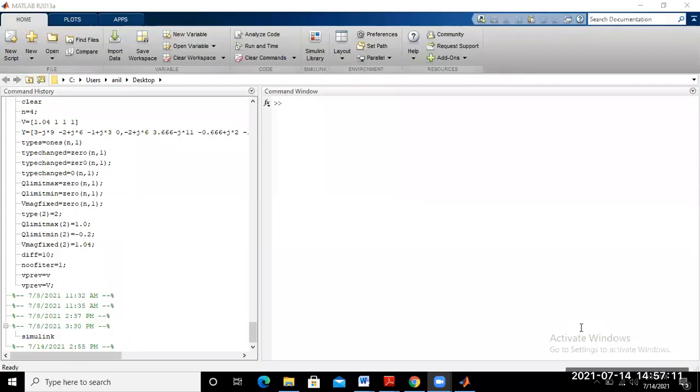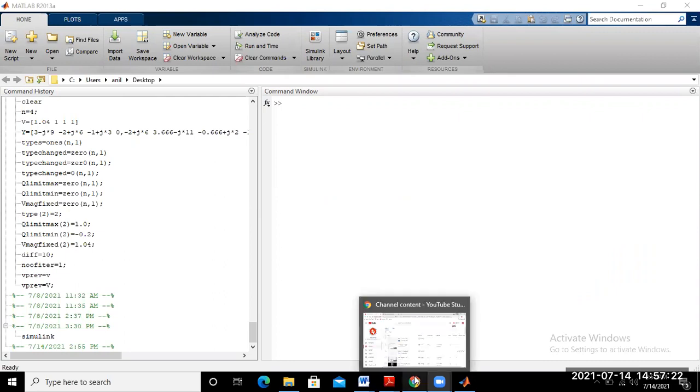We will try to write a MATLAB program for the solution of the power flow system by the Gauss-Seidel method. First of all, share the screen and continue our discussion. Just wait a few minutes.